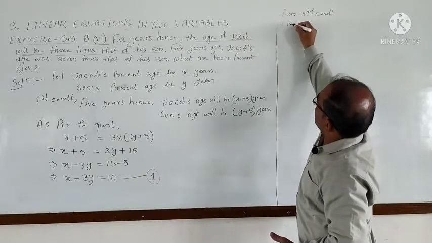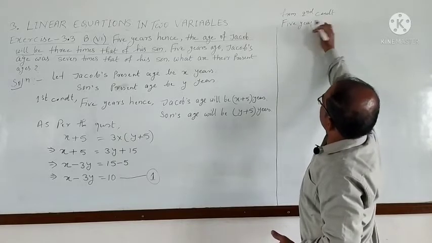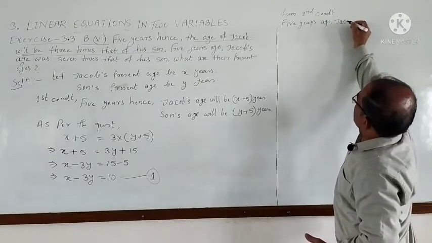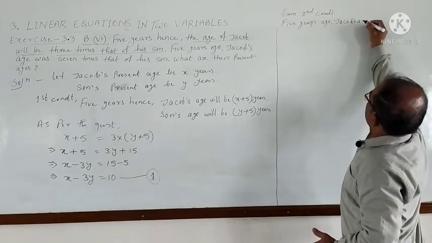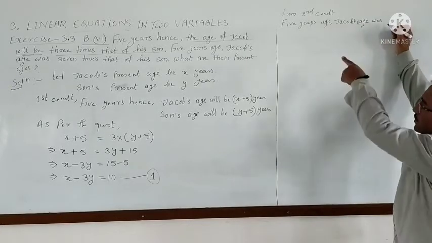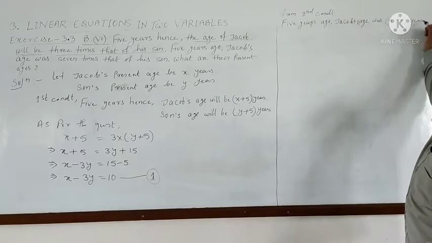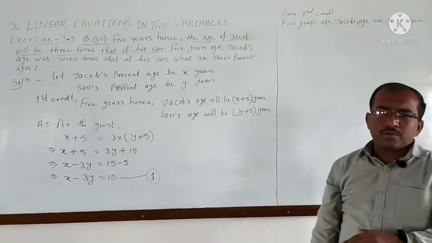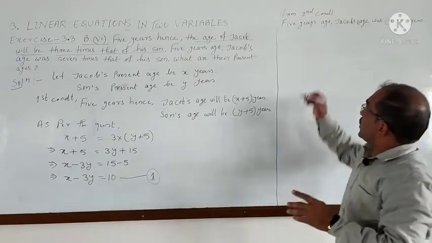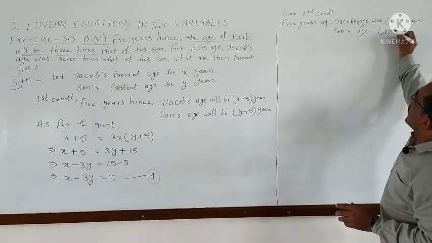Five years ago, Jacob's age was less. How many years less? 5 years less. So now his present age is x, so 5 years back his age was x minus 5 years. So the son also was less, no? The son's present age is y years, so the son's age 5 years ago was y minus 5. Whatever the present age is, it will be that many years less.